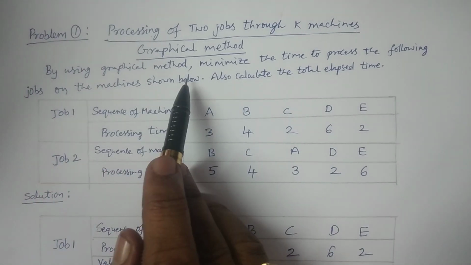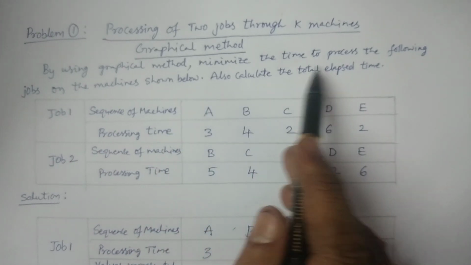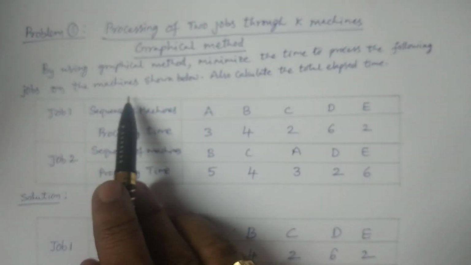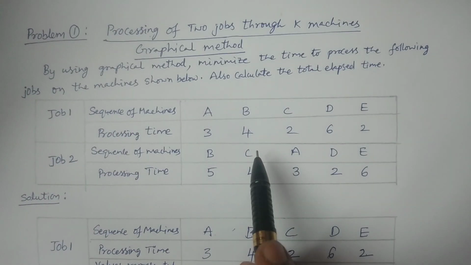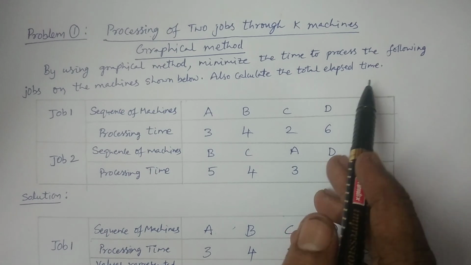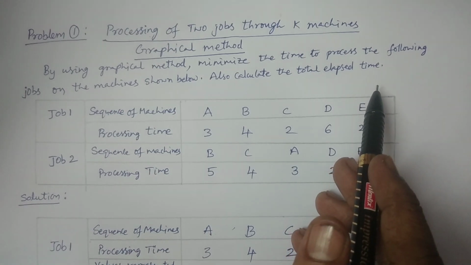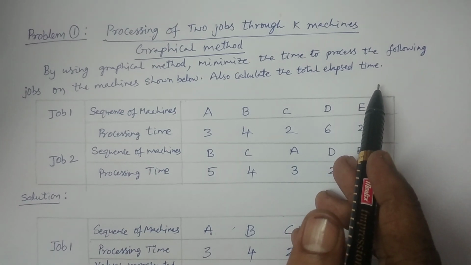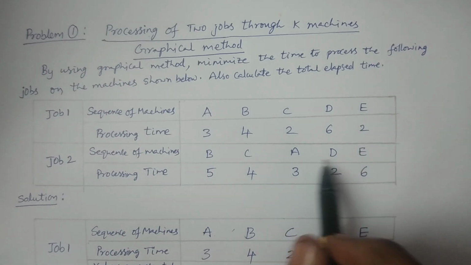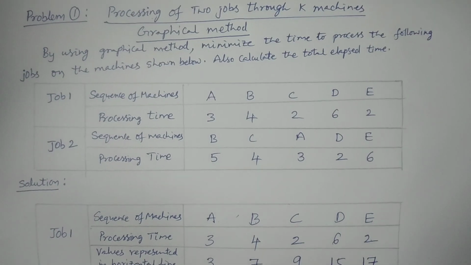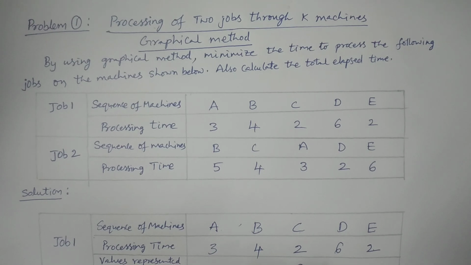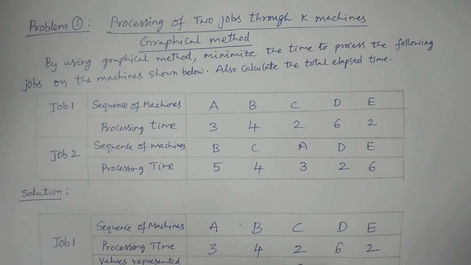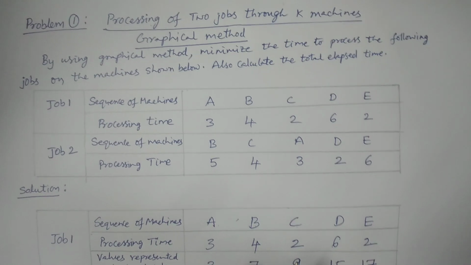By using the graphical method, minimize the time to process the following jobs on the machines shown below. 1, 2, 3, 4, 5. Five machines are given here. Also calculate the total elapsed time. Of course, we can also calculate idle times of job 1 and job 2, right? So this is one kind of variety of problem. This is done through the graphical method. This is done best by using the graphical method, right?